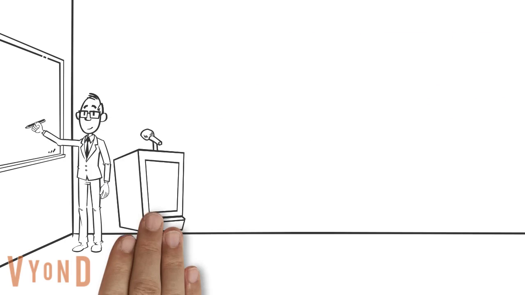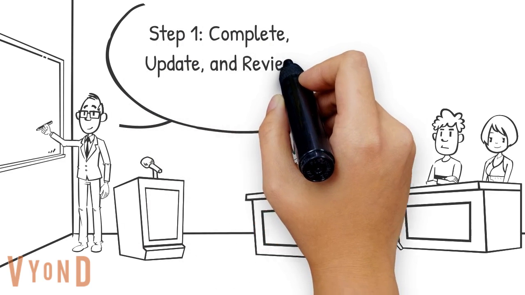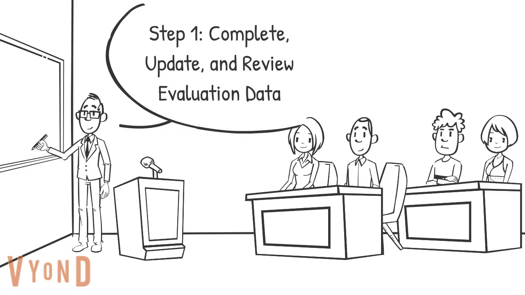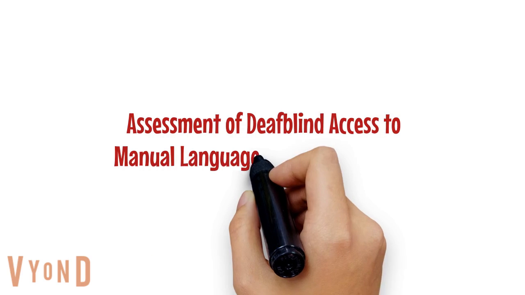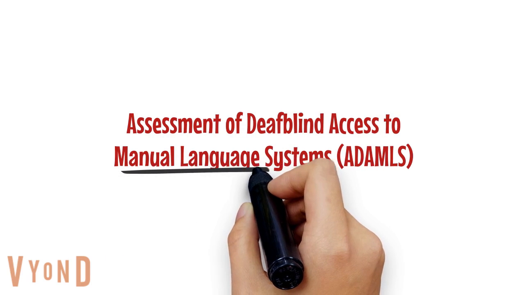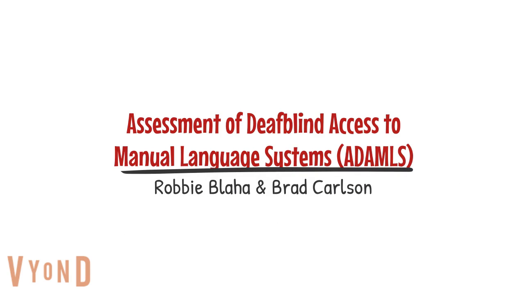Step 1. Complete, update, and review evaluation data. In order to use this form effectively, student evaluation in critical areas must be up to date and include the impact that being deafblind has on accessing instruction. Please note, in order to get a comprehensive understanding of your students' access needs, and to ensure you have all of the necessary information, please complete the evaluation tool, Assessment of Deafblind Access to Manual Language Systems, also known as the ADAM-LS, by Robbie Blaha and Brad Carson.